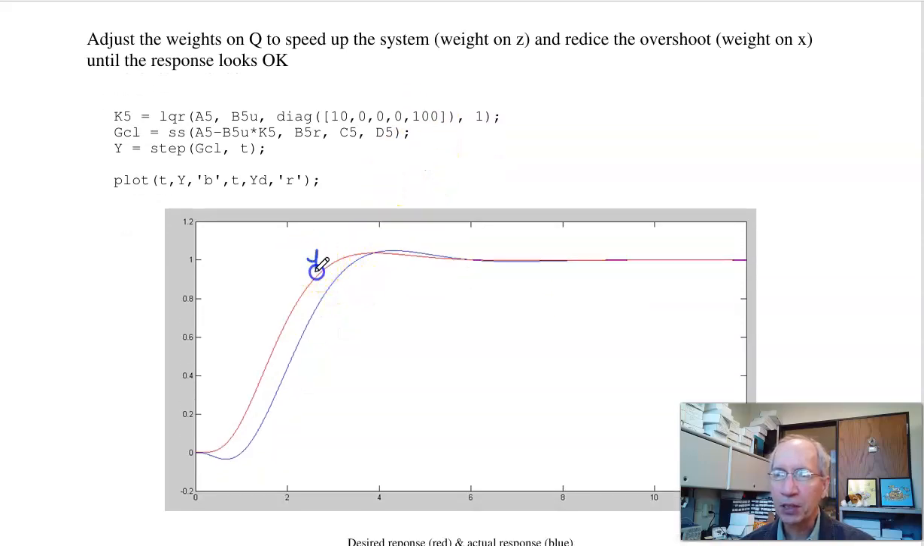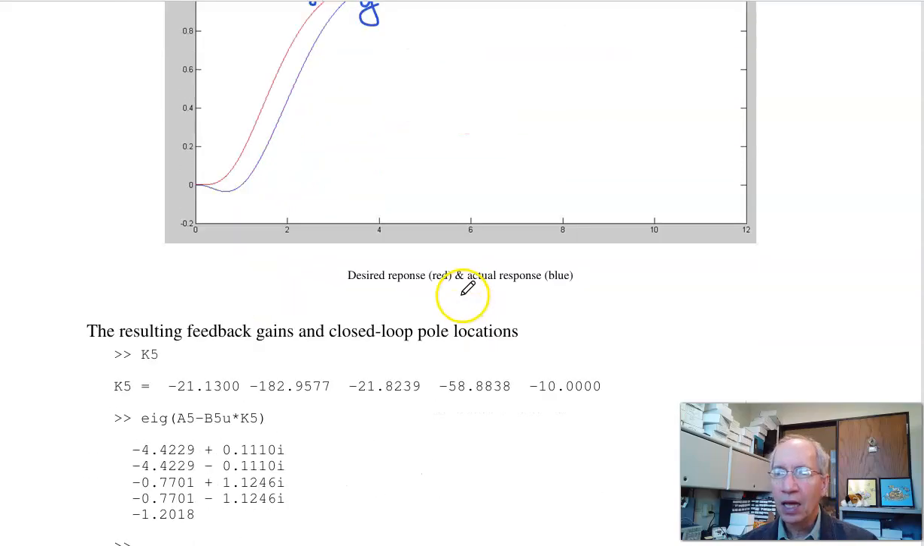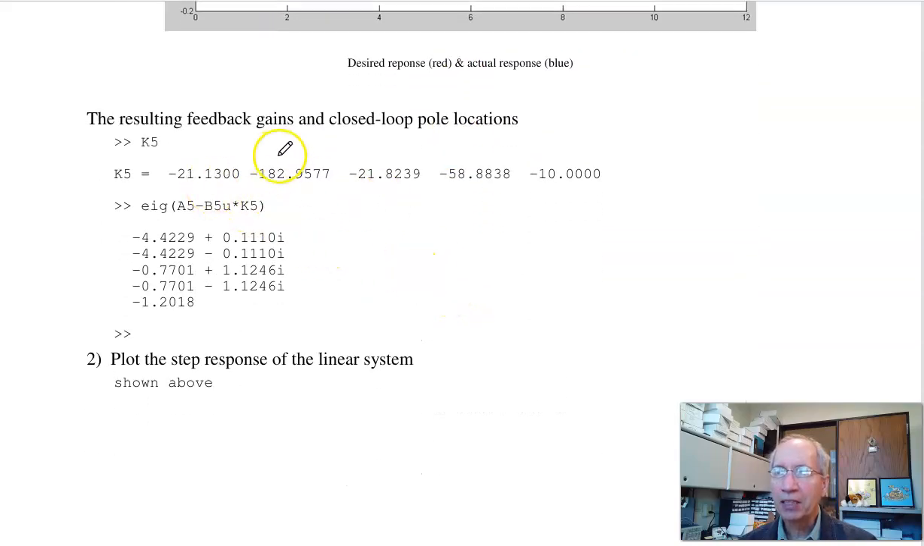Here's my desired response. Here's the actual response. I'm going to say good enough. That's Q. Here's R. And the resulting feedback gains, here's your KX and KZ.